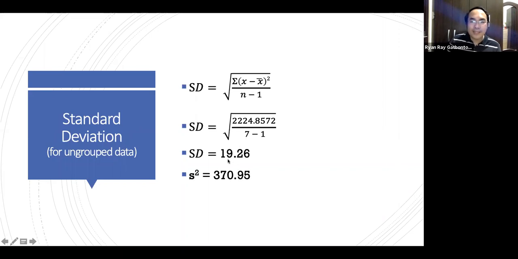Now, the variance is the square of the standard deviation. So just square the 19.26 standard deviation, and you'll arrive at a variance of 370.95.